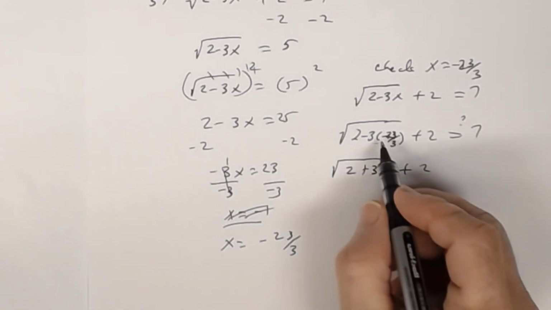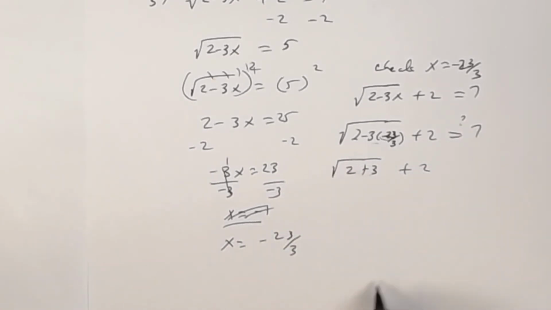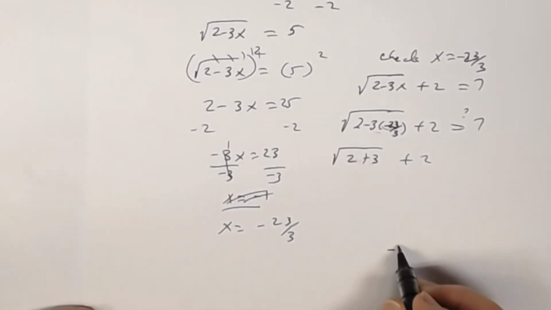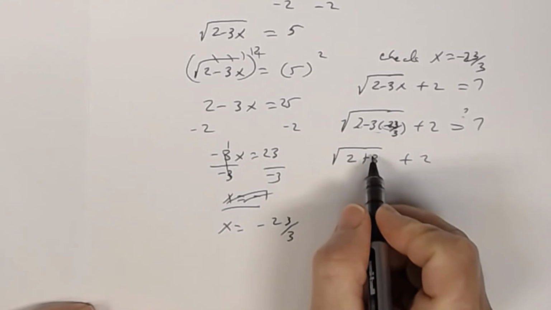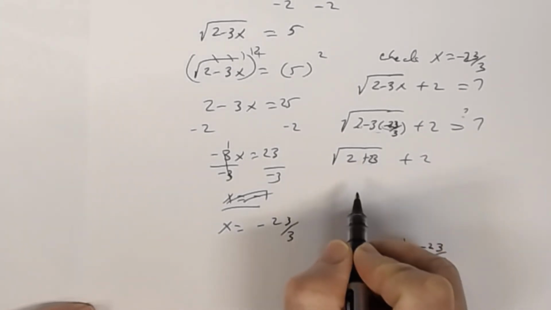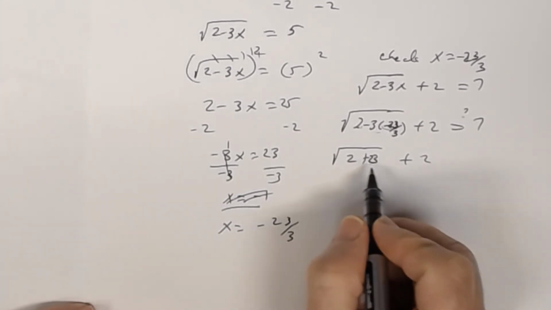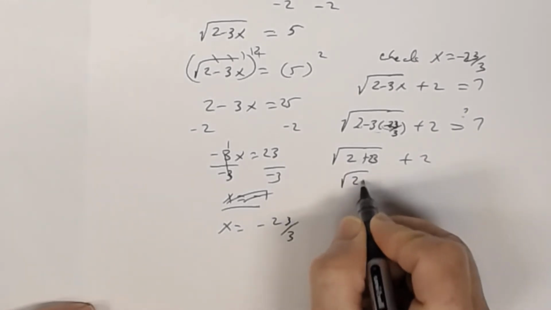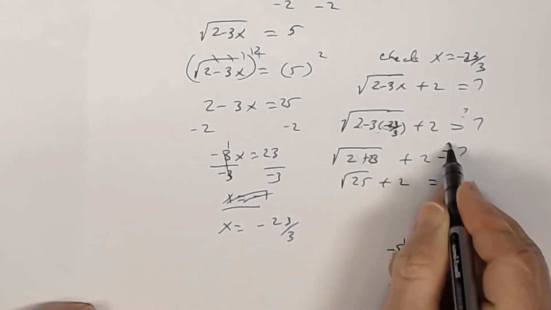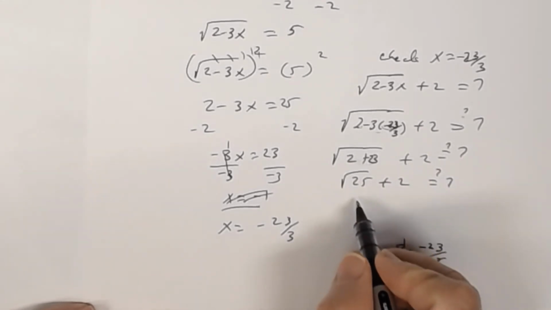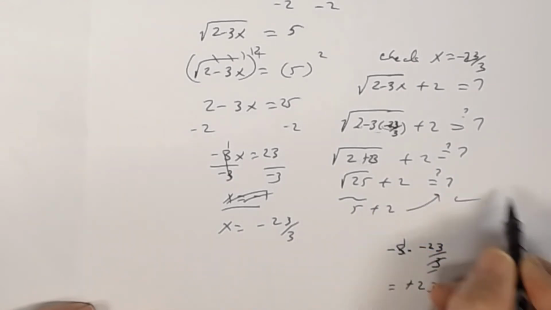Okay, so I want you to think about this. Now notice, see this right here? You have negative 3 times a negative 23 thirds. Well, the 3's divide out, and so you have a negative 1 times a negative 23, which is a positive 23. And so this becomes 2 plus 23. Well, 2 plus 23 is 25. So the square root of 25 plus 2 is what you have on this side. I want to see if that's going to equal 7, right? Well, the square root of 25 is 5, and 5 plus 2 does equal 7.